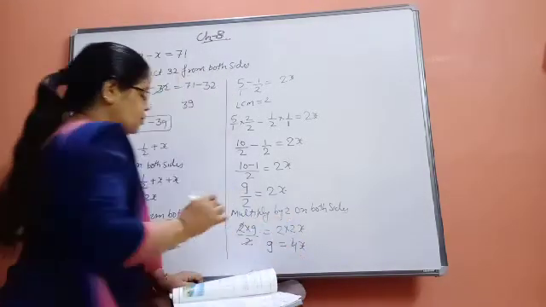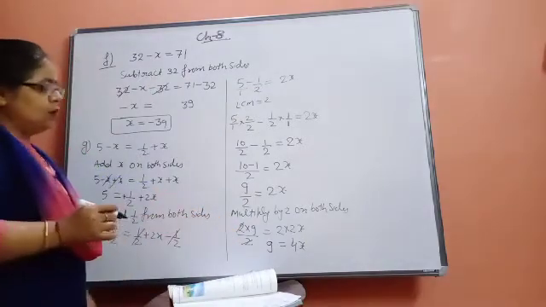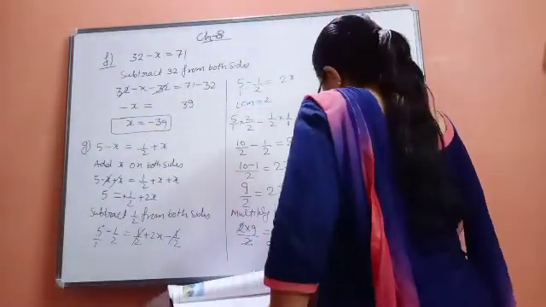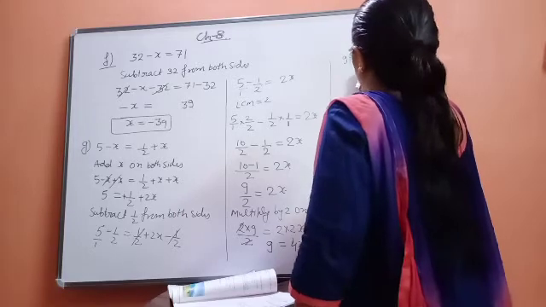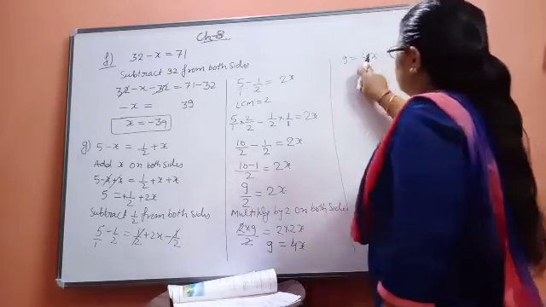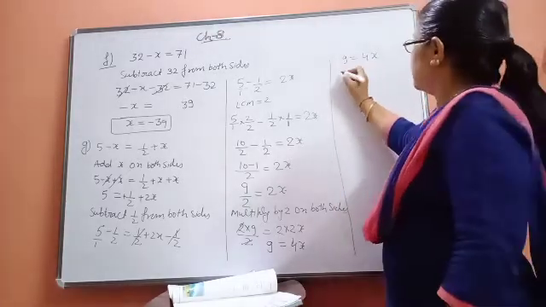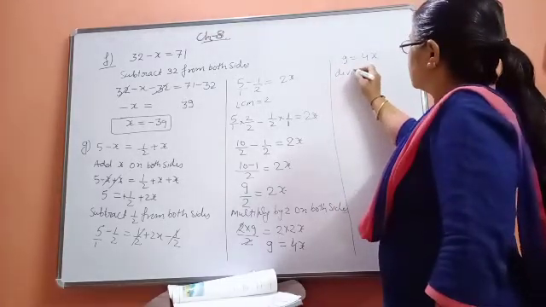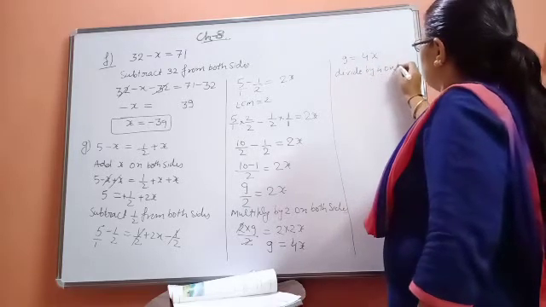Now we don't want this 4 here on the right hand side. So what we will do, see again that we have now 9 is equal to 4x. If you divide by 4 on both sides, then 4 and 4 can be cancelled. So see that, divide by 4 on both sides.